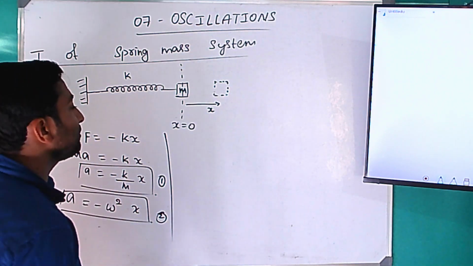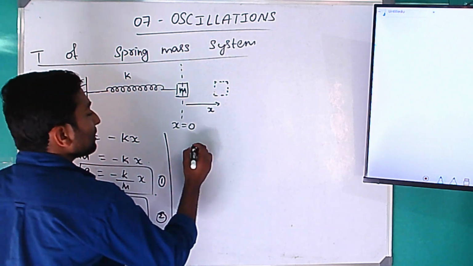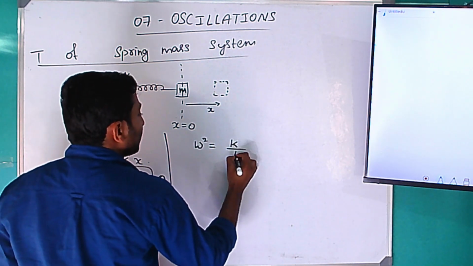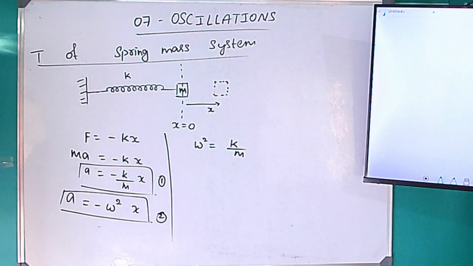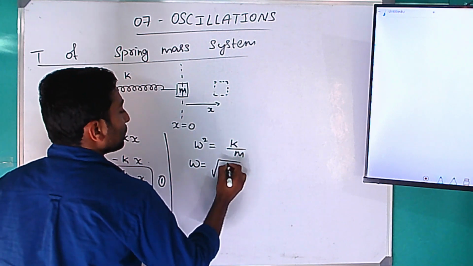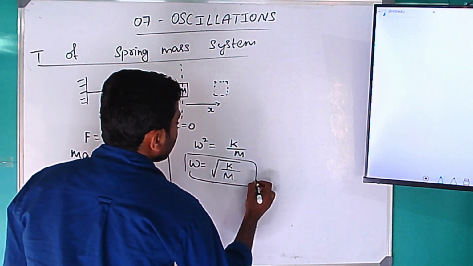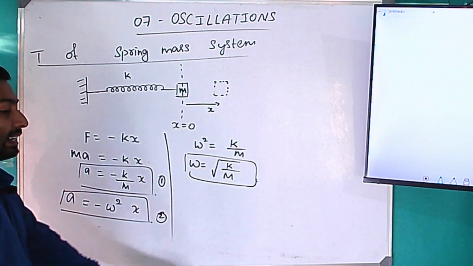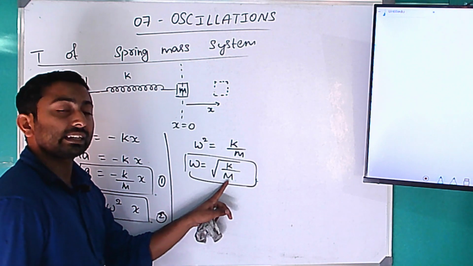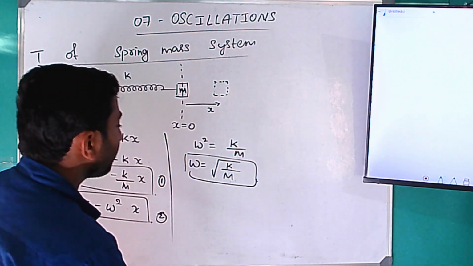ಈಗ ಇವೆರಡನ್ನು ಕಂಪೇರ್ ಮಾಡಿದ್ರೆ, ನೋಡಿ a ಪ್ಲೇಸ್ ಅಲ್ಲಿ a ಇದೆ, x ಪ್ಲೇಸ್ ಅಲ್ಲಿ x ಇದ್ರೆ, ಹಾಗಾದ್ರೆ omega square ಪ್ಲೇಸ್ ಅಲ್ಲಿ ಏನಿದೆ, omega square is equal to k divided by m. So what is omega? Let me take the square root first. Omega is equal to square root of k by m. That means the angular frequency of the spring mass system is directly proportional to the square root of the spring constant and inversely proportional to the mass. Mass ಜಾಸ್ತಿ ಆದರೆ angular frequency ಕಮ್ಮಿ ಆಗುತ್ತೆ.